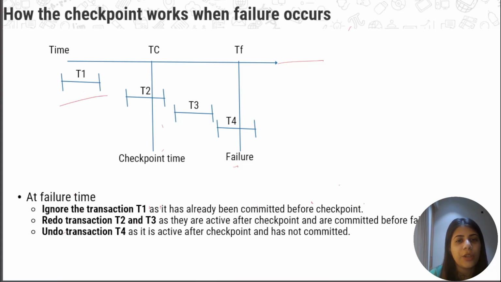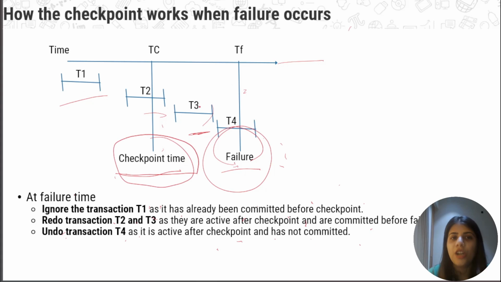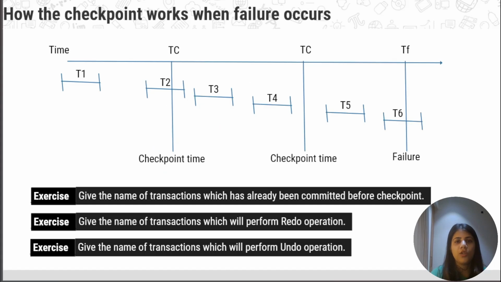Redo the transactions T2 and T3, as they are active after the checkpoint and are committed before the failure. Before the failure occurred, they had been committed and they were still active at the checkpoint. So we need to redo them. Undo the transaction T4, as it is active after the checkpoint and has not committed. It has not been committed after the failure either, so we need to undo it. This transaction will not be completed. So that's why with the checkpoint time, it becomes very easy to track these transactions and do the operations of undo and redo.